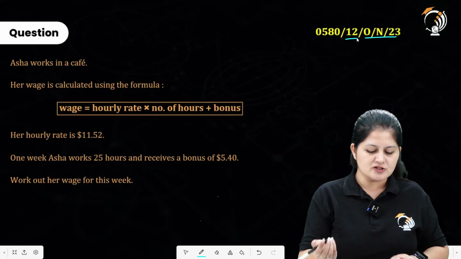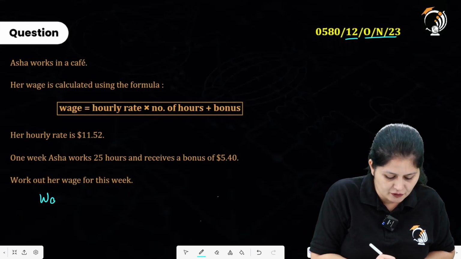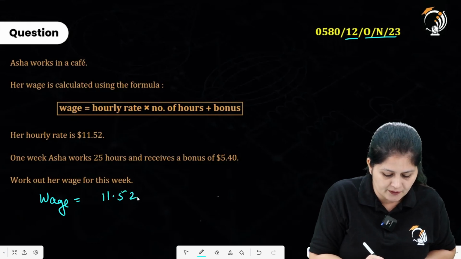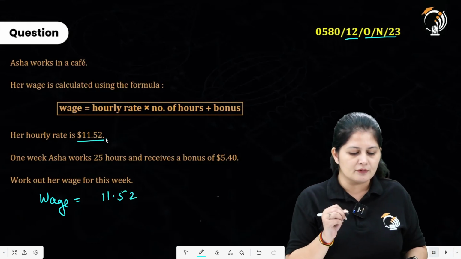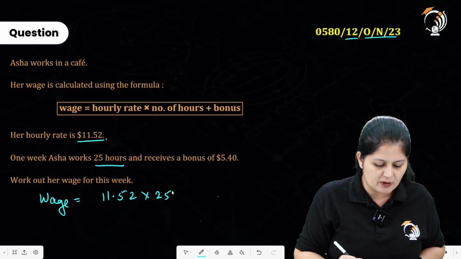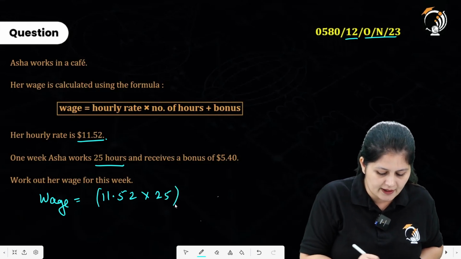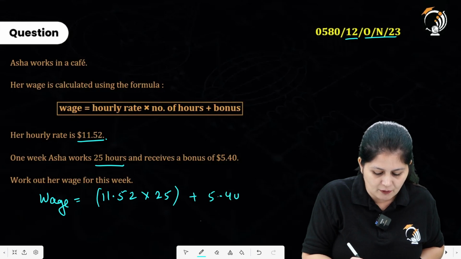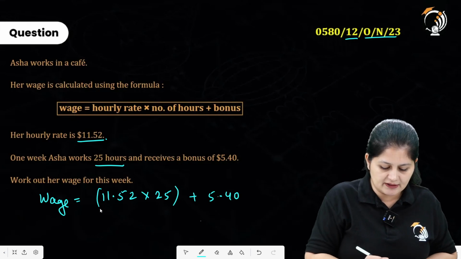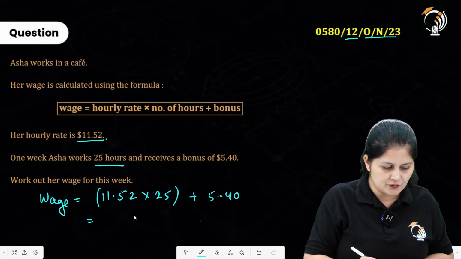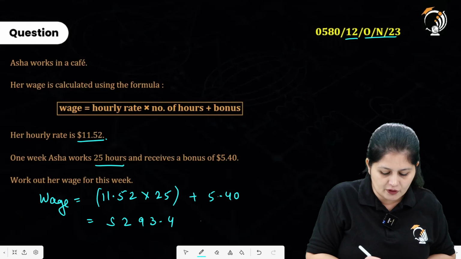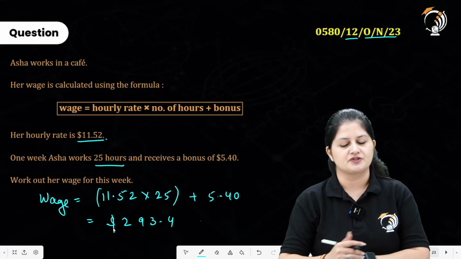We have been provided with a formula, and to find the wage, the hourly rate is 11.52, right? The number of hours for which she is working is 25 hours. So we'll multiply this by 25 and add the bonus to it, which is $5.40. Let's calculate that. After doing this calculation, we are getting $293.4. So this is going to be her wage.